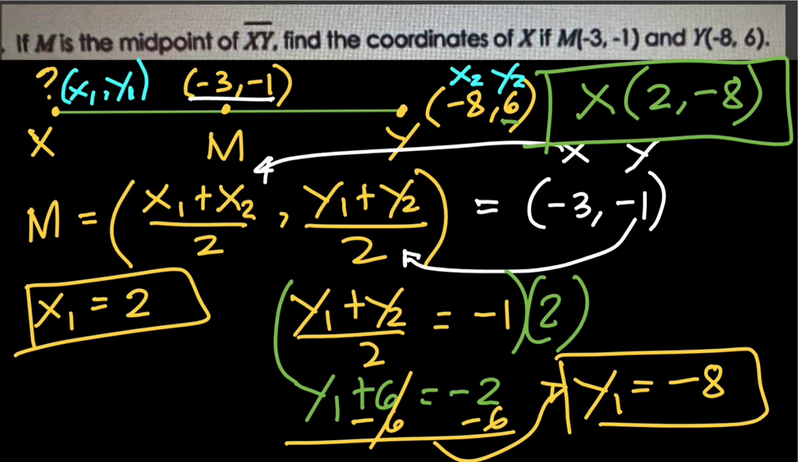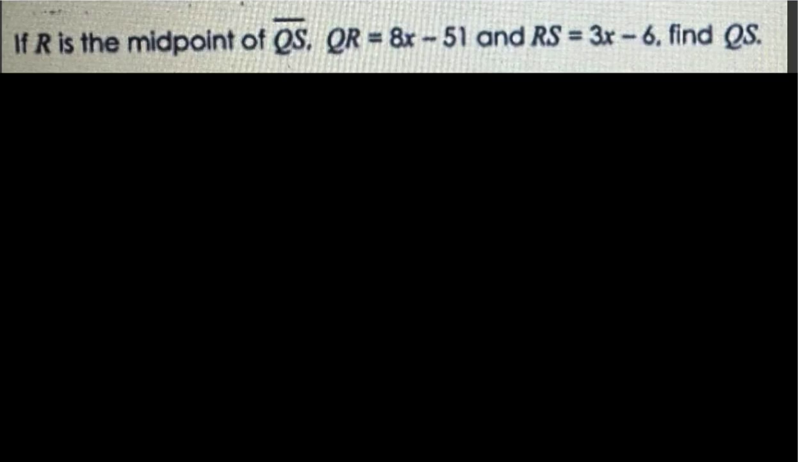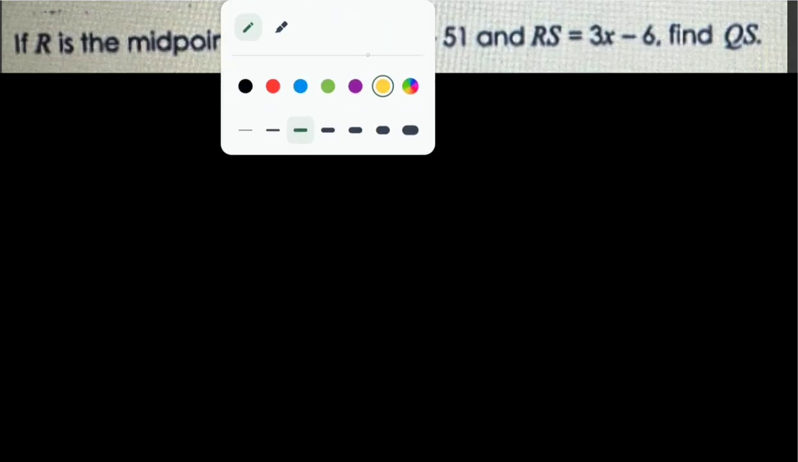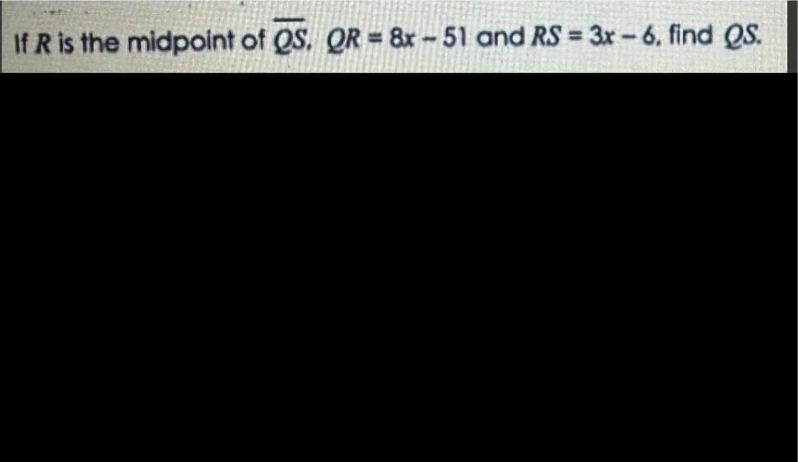Now let's solve another problem. If R is the midpoint of segment QS and QR is equal to 8x minus 51 and RS is equal to 3x minus 6, find QS. So let's draw that segment first, QS.